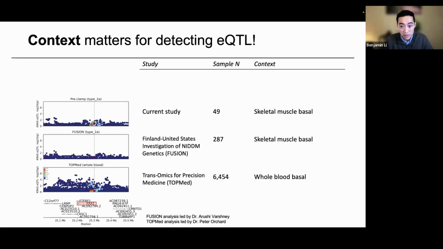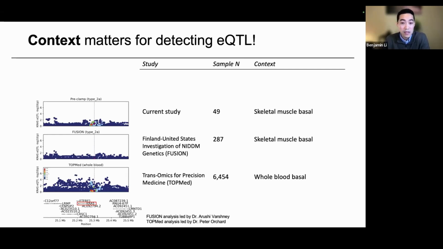When we look at our study, which is also in skeletal muscle, and when we look at the pre-context, this is in basal context. Now, our study only includes 49 samples, but we can appreciate that, again, we see a relatively flat EQTL track. So there's not really a variant that stands out there, which is also really encouraging because that matches with what we see in a much larger study, the FUSION study, which was led by Dr.